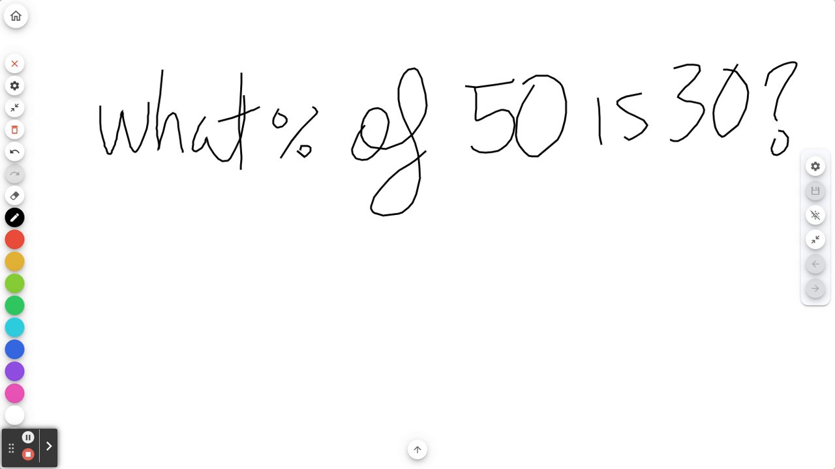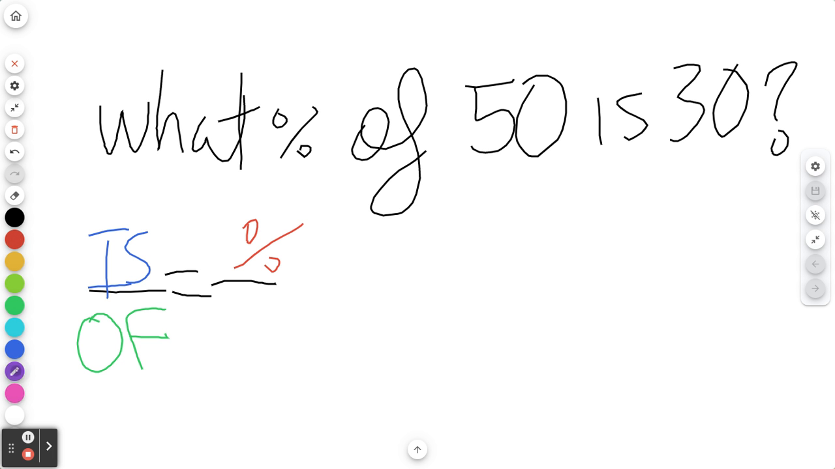Okay, the first thing you do is list out your percent equation. Are you with us, Dylan? The first thing you do is list out your percent equation. Okay, and what is that percent equation, Dylan? Is over of equals percent over 100. Open up a percent equation. I just do a blank one like this.